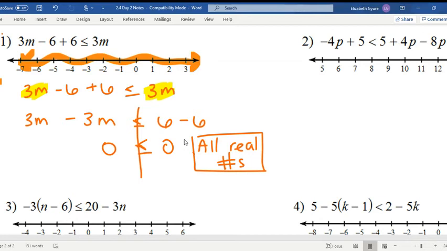Oh, no. And then Dallas, were you asking me why the whole line gets shaded? So with this one, since you ended up with a true inequality, that means any number could work for it. So if any number can work for it, we have to shade the whole line.